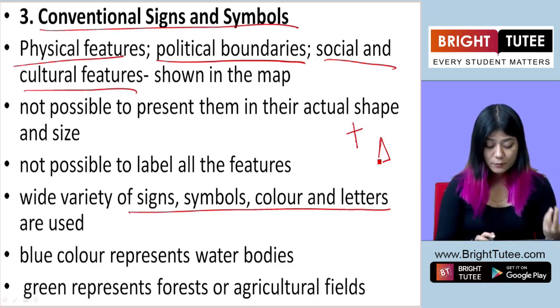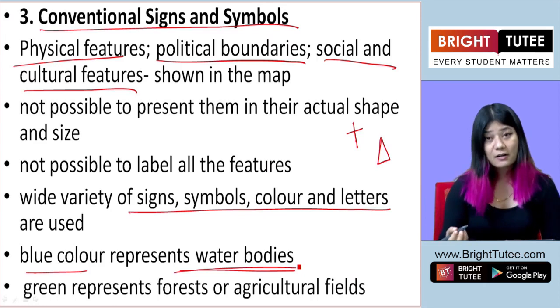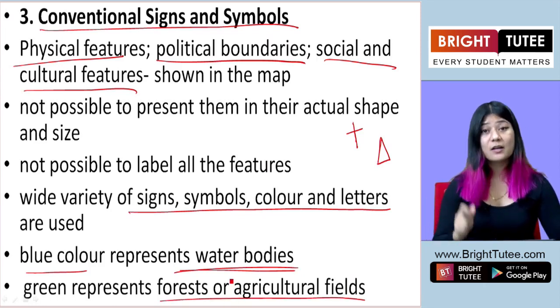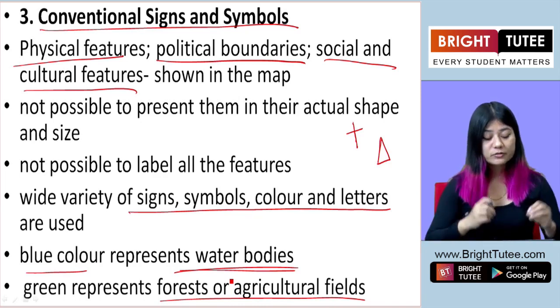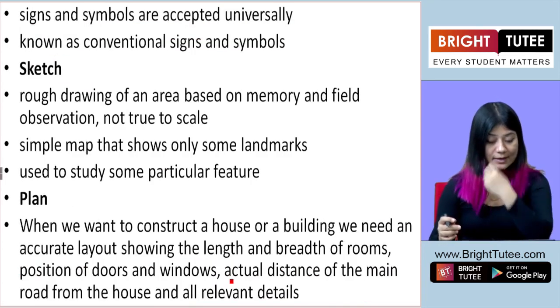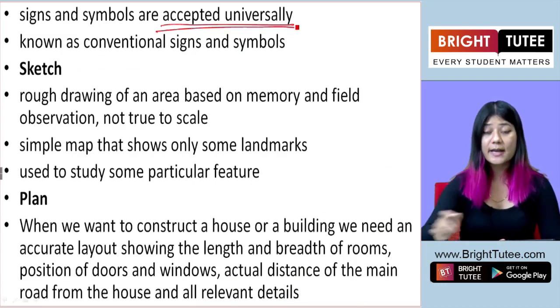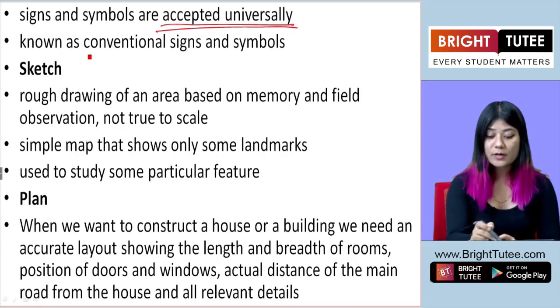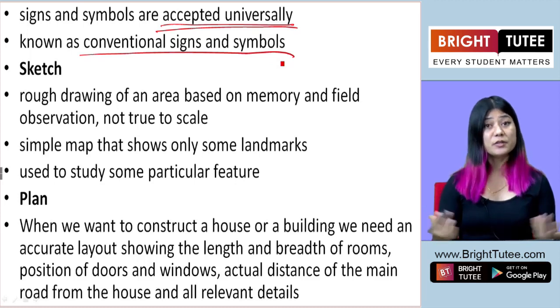Okay, so for example, blue color is used to represent water bodies. Green color is used to represent forest or agricultural fields. So this way, colors, symbols, letters are used, okay, to represent the features which are available on the ground on the map. Now, the signs and symbols which are used on the map, they are accepted universally. They are accepted by everybody around the globe. That is why they are known as conventional signs and symbols, okay, because they are accepted universally.